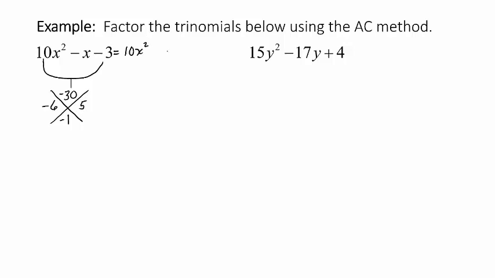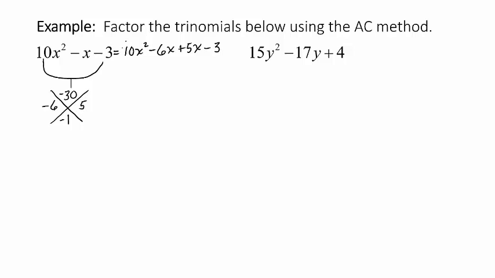to rewrite the middle term. And remember what I said, if one of your two numbers is negative and one is positive, make sure that you write the negative one first. It makes the algebra a little bit easier, okay? So I've got 10x squared minus 6x plus 5x minus 3, right? I'm just rewriting the negative x as negative 6x plus 5x.